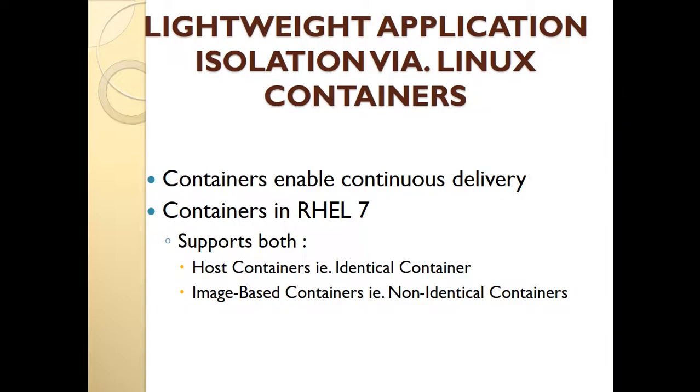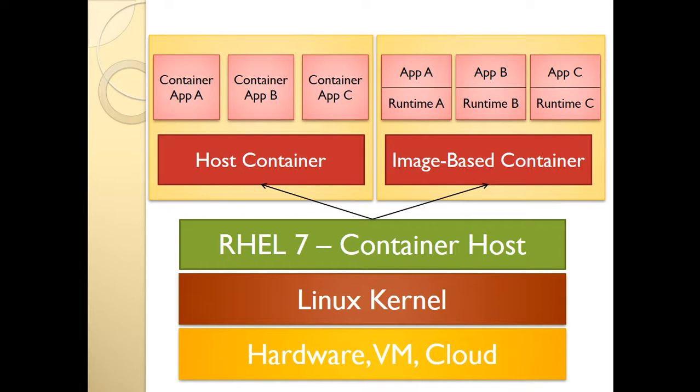Now, if we talk of lightweight application isolation via Linux containers, containers enable continuous delivery. Containers in RHEL 7 support both host containers, that is identical containers, and image-based containers, that is non-identical containers. In this diagram, you can see we have two kinds of containers, one is the host container and the second is the image-based container, and they sit on the Red Hat Enterprise Linux 7 container host. Below that is the Linux kernel, and last but not least, we have the hardware, the virtual machine, and the cloud support.